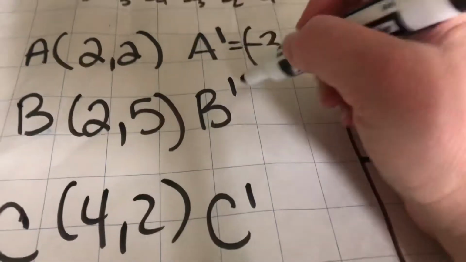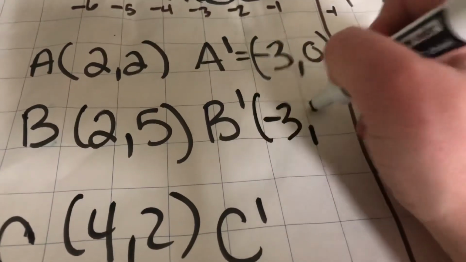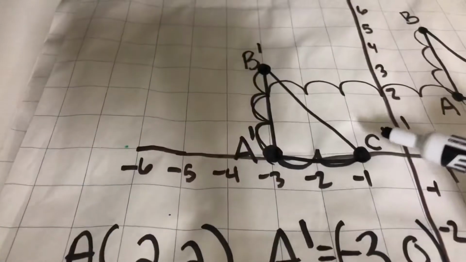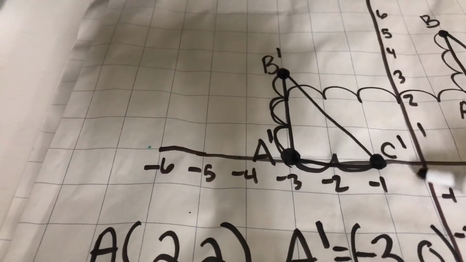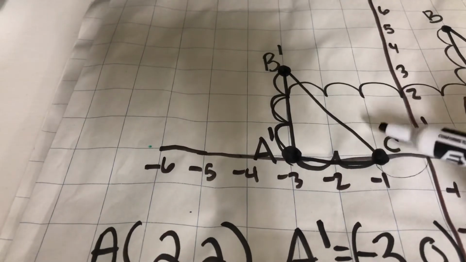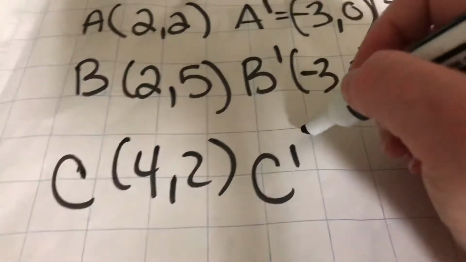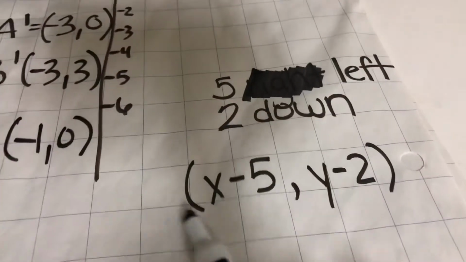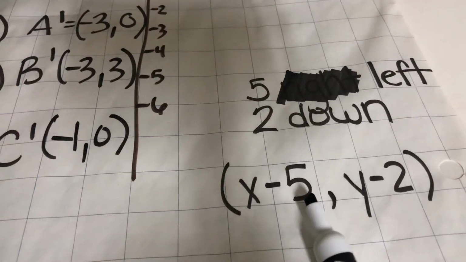So let's write that down here, -3, 3. And my image of C is right here, which is -1, and we don't go up or down, so it's -1, 0. So let's go here, -1, 0. Now, if we look back at our algebra here, x minus 5, y minus 2.